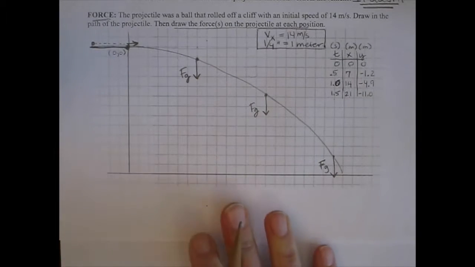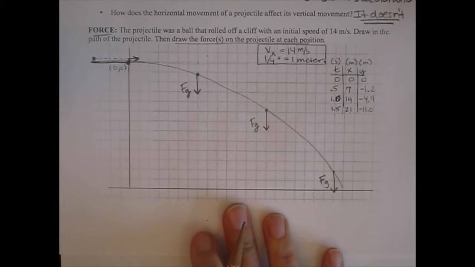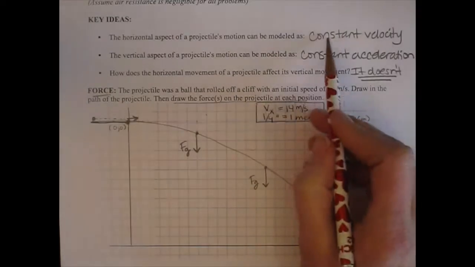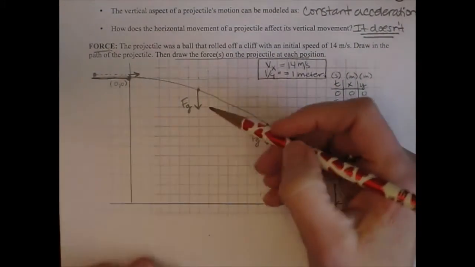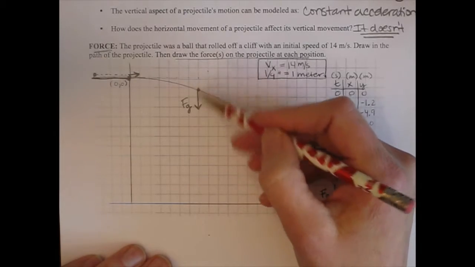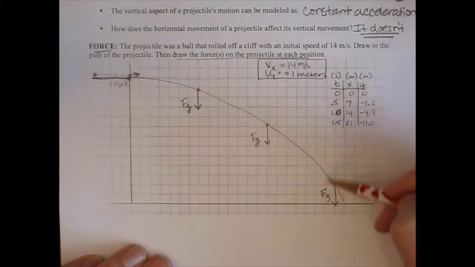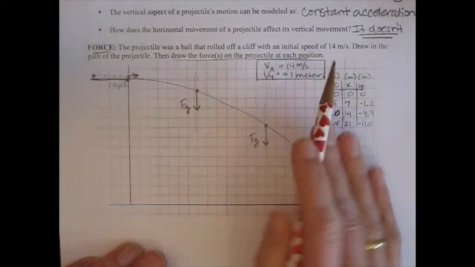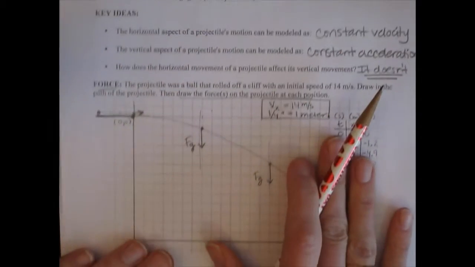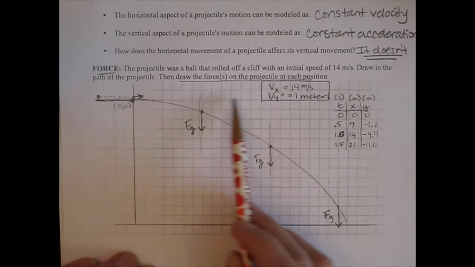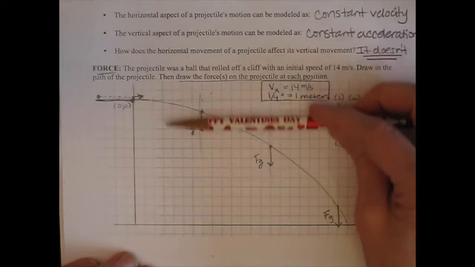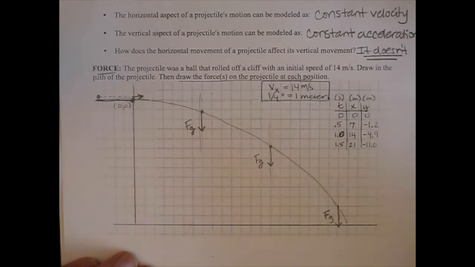Okay, and these free body diagrams really help to illustrate why we have constant velocity horizontally and constant acceleration vertically. We have constant acceleration vertically because there's an unbalanced force in the vertical direction. We have constant velocity horizontally because horizontally we have balanced forces, meaning in this situation, basically no forces horizontally. So horizontally, it has constant velocity. Vertically, it has constant acceleration.